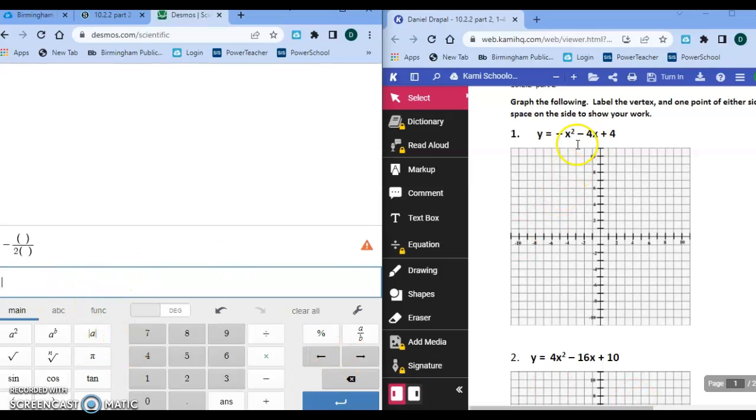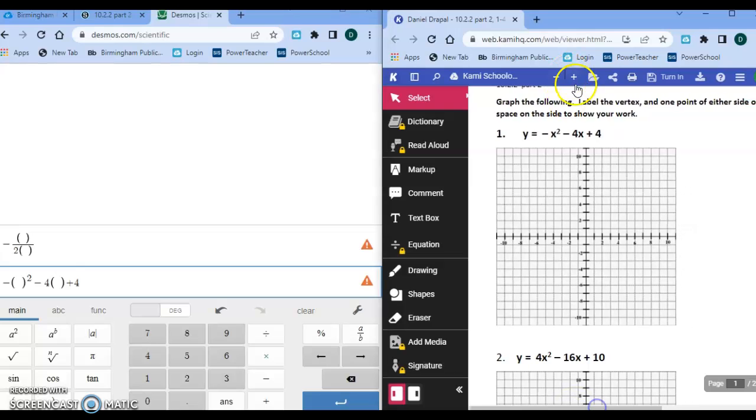For the second problem, I'm going to type in this, because I'm just going to be backing out those x's and using different numbers to find y. So for the second one, I'm going to put negative parenthesis squared minus 4 parenthesis plus 4, and I'm going to set that up for when I need it.